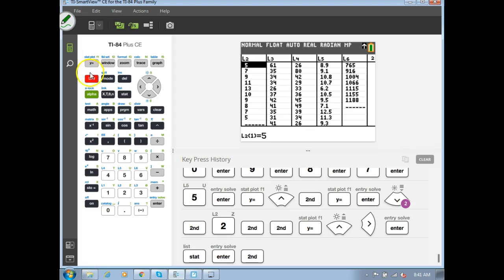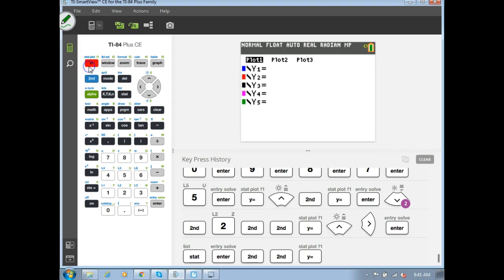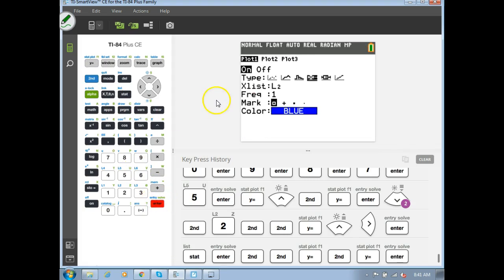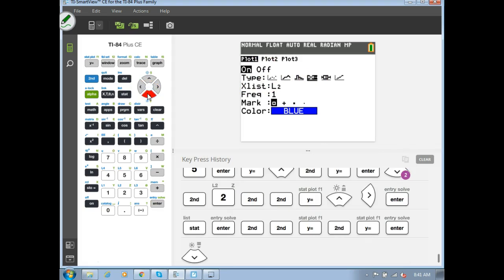So go to your stat plot options and then choose whichever plot you want. I'm going to go plot 1. Turn it on. And then down at the bottom of, or the middle here, where it says type, we're going to be wanting a box and whisker plot. And for now, let's just look at a normal one. So the second one that looks like a box and whisker plot is a traditional box and whisker plot.